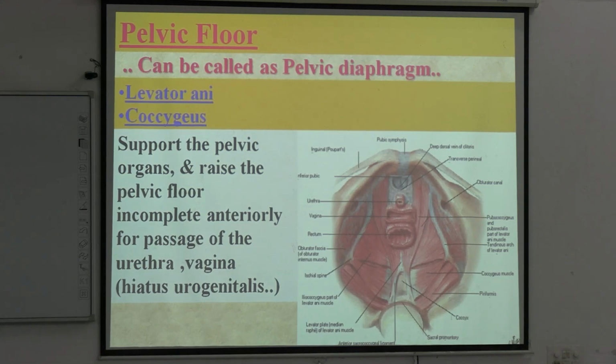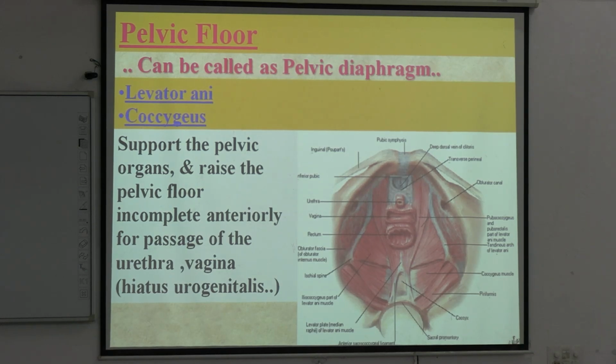To allow the passage of these three important structures, the floor of the pelvis, or pelvic diaphragm, has a natural gap existing in the anterior part. This anterior opening, or natural gap, we call the hiatus. We call it the hiatus urogenitalis. That means the urinary system content as well as the genital system content pass through this natural gap. And the muscles present in the pelvic diaphragm are wrapping or bridging this region, covering it.